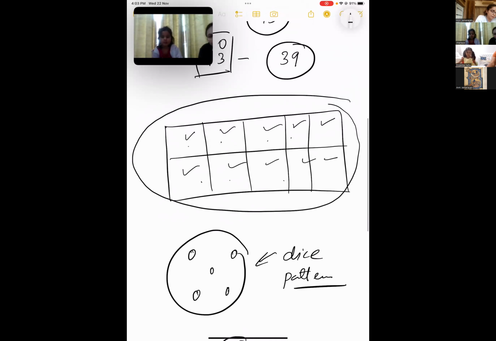So the 10 frame is something like this: if the entire first row is filled up, which number will it be, Shania? If you have dots over here, 1, 2, 3, 4, 5. Which number is it? It's number 5. So similarly, if the entire grid is filled.